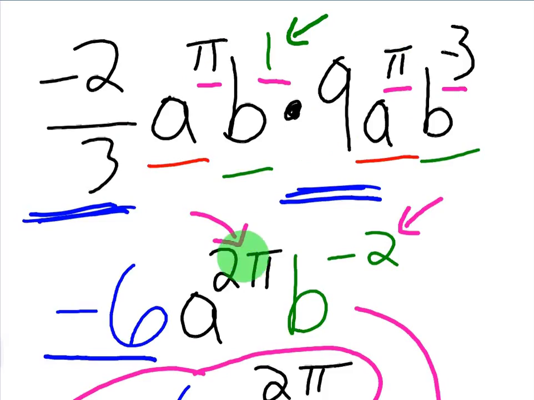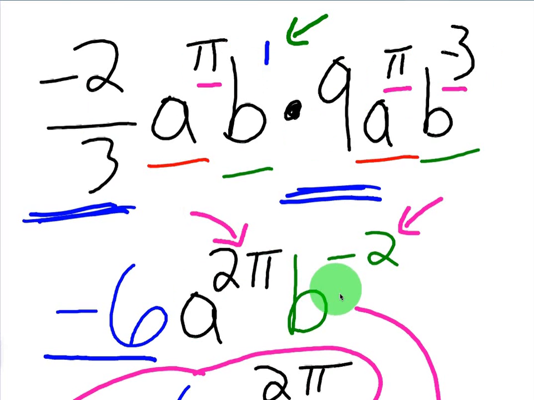This is bothering me, so I'm going to change it. For the original problem, there wasn't a 1 there to begin with. It was actually just b. So when there is no exponent there, you need to add the 1. That's why I had a 1 there. So we have b to the first times b to the negative 3. 1 plus negative 3 is negative 2. So that takes care of the coefficients, the a's and the b's.